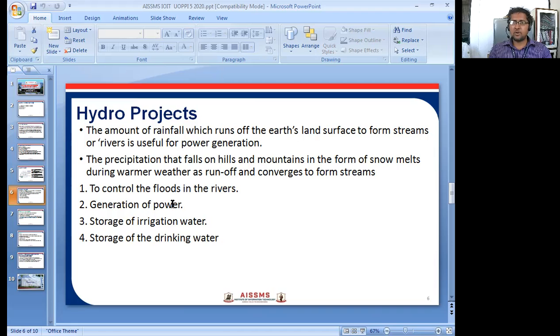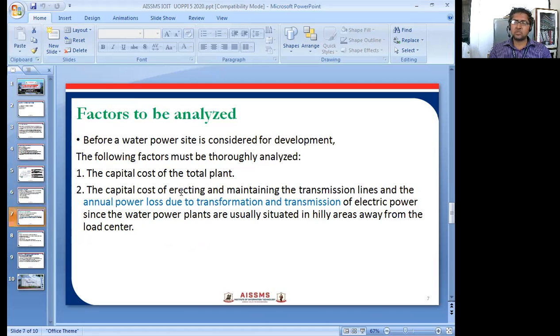Then generation of power, as you know, hydroelectric is basically used for power generation. Then storage for irrigation water, so irrigation will be easily possible. Storage of drinking water is also possible. Then, factors to be analyzed.